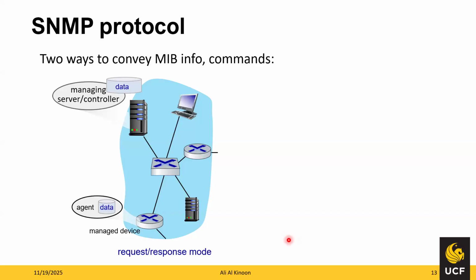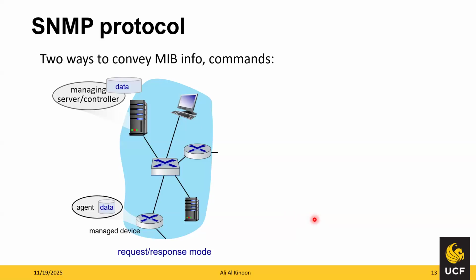So let's talk about SNMP first, the one that focuses on only one device. It's not really the protocol that is heavily used and modern today. Here we have a managing server, as we said, and we have the devices that have agents, and those agents would be queried by the server to send information back to that server or the admin. Now, there are two ways to convey MIB information commands.